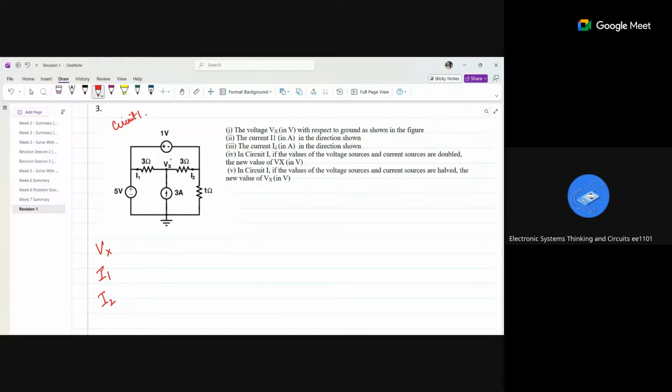If the voltage source and the current sources are doubled, then you have to find the new Vx. Okay, ma'am. Doing. One second. So yeah, try solving. You can either put the answer in the chat box or you can tell also.